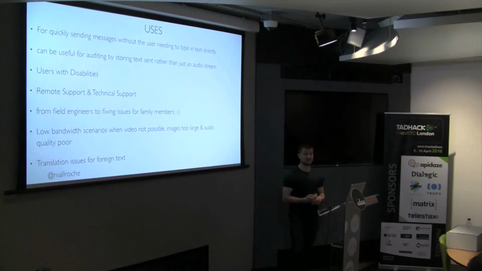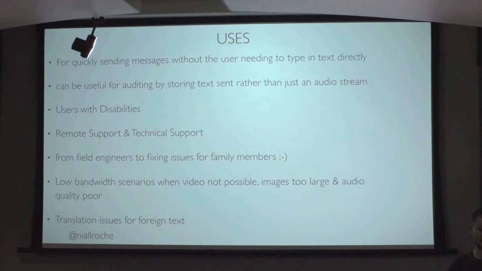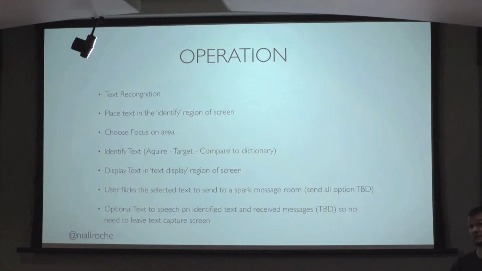So really, it was just a simple example: trying to capture text, recognize it, match it with a set of library objects, and then send that over into a Spark message room. So then people could write backwards to you as you're trying to fix the problem. It also could be useful for translation and text-to-speech as well.